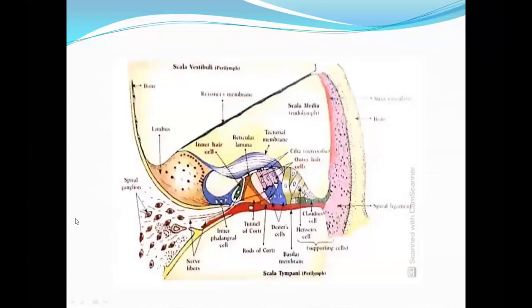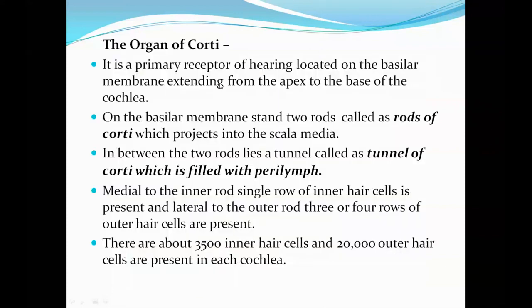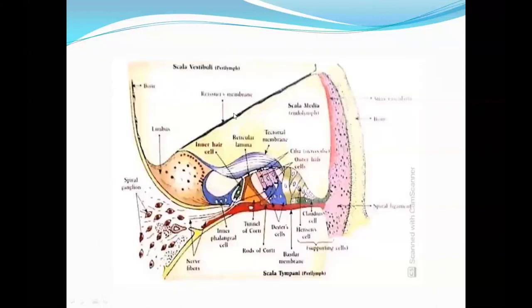Now we come to the diagram. See, this is basilar membrane. This is Reissner's membrane. Reissner's membrane separates scala vestibuli from scala media. Scala vestibuli contains perilymph. Scala media contains endolymph, and basilar membrane divides scala media from scala tympani. Scala tympani contains perilymph.